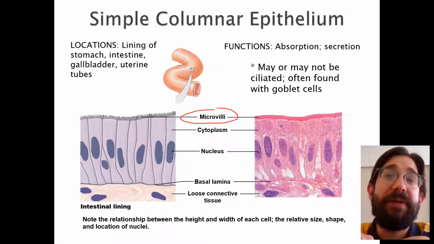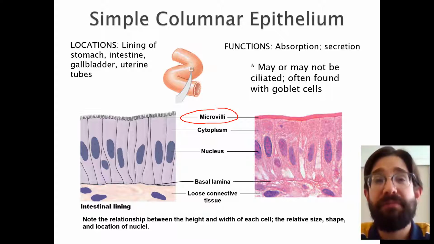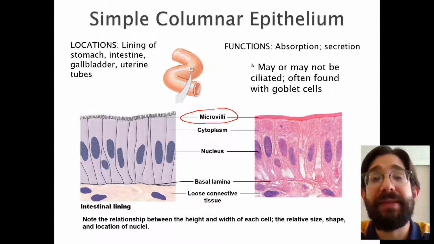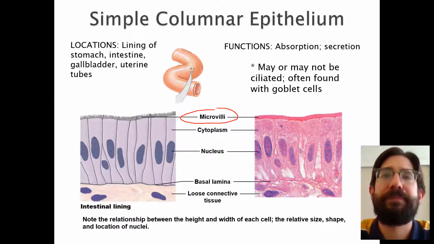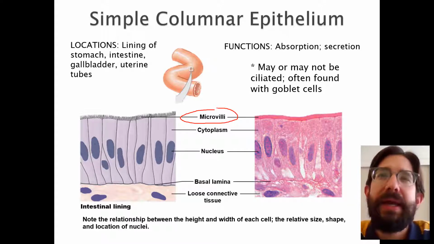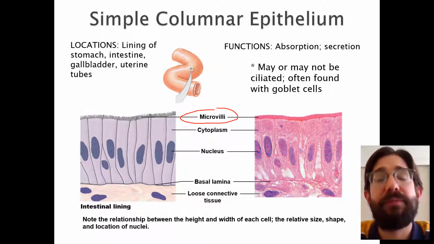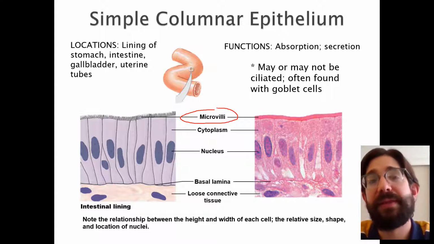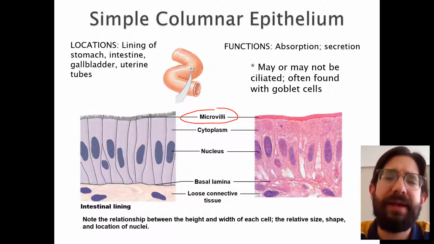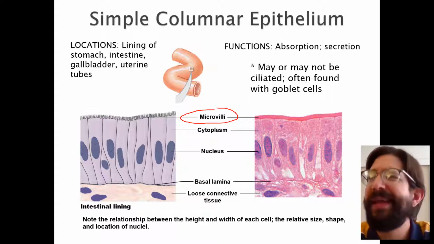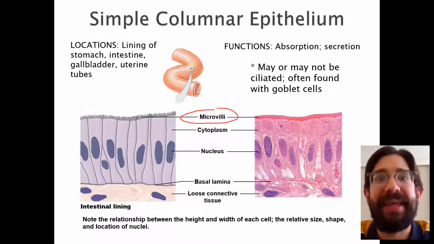Simple columnar epithelium can also participate in secretion. So in other parts of your digestive system, rather than absorbing, these cells are secreting something, like some digestive enzymes or something. You will find that some regions of simple columnar epithelium have goblet cells. We'll talk about those later on, but they make mucus because your digestive tract has to have a lot of mucus to protect yourself from the hydrochloric acid that your stomach is making, for example.